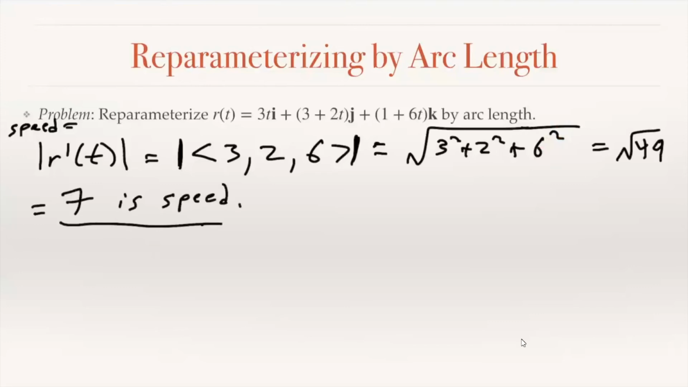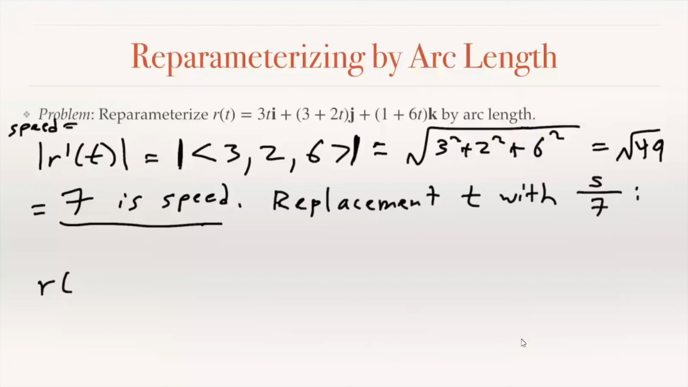So as we are moving along this curve, which you may recognize is actually just a straight line, we're moving along it at 7 units a second. And for an arc length parameterization, we want its speed to be 1 unit a second. So what we want to do is replace that parameter with something 1/7 as fast. So we replace t with s over 7.